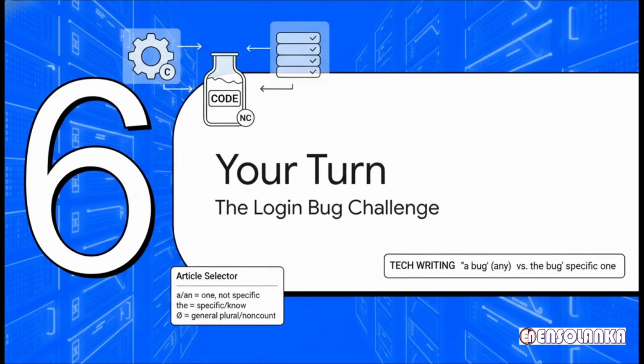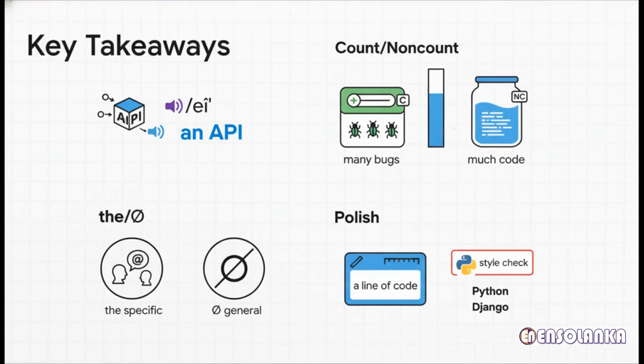Okay, enough talk. Theory is great, but putting it into practice is where it really sticks. We've given you the tools. Now it's your turn to build something with them. So let's do a lightning round recap. 1. A or an is all about sound, not spelling. 2. Knowing count versus non-count helps you pick the right words like many or much. 3. The is for things we both know, and no article is for general truths. And 4. Use units of measure and proper capitalization to look like a pro.